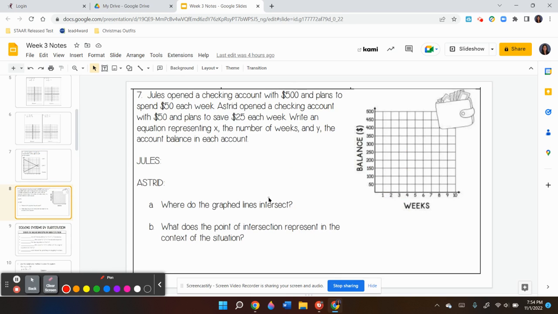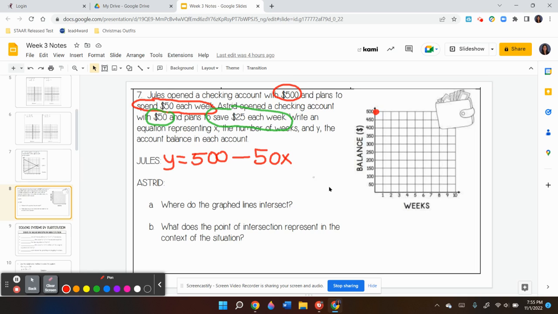Problem 7. Joel opened a checking account with $500 and plans to spend $50 each week. Astrid opened a checking account with $50 in it and plans to save $25 each week. Write an equation representing x, the number of weeks, and y, the account balance in each account. We will first start with Joel's account. It's going to be y equals, he started with $500, so 500 is by itself, and he's spending, which means minus 50 a week.